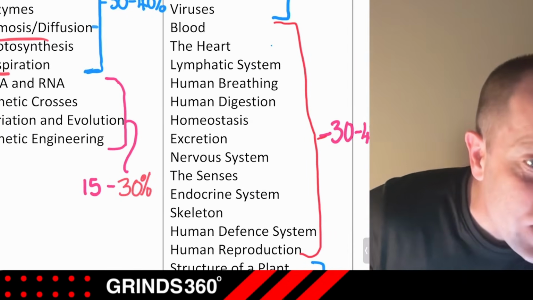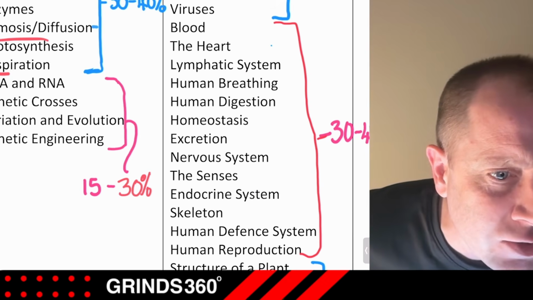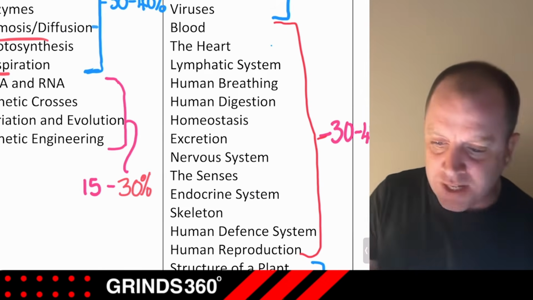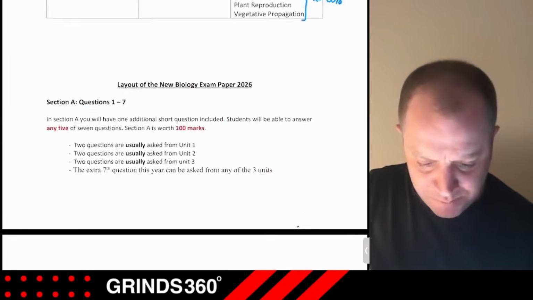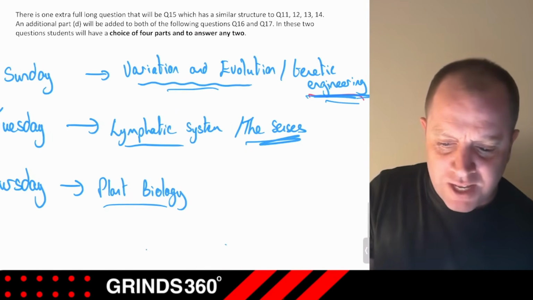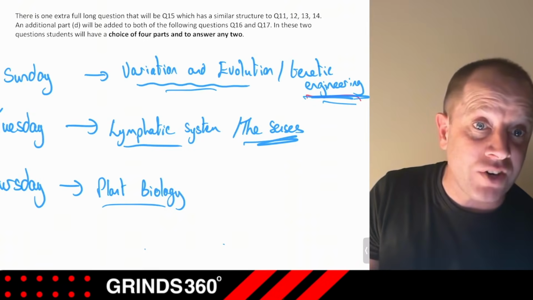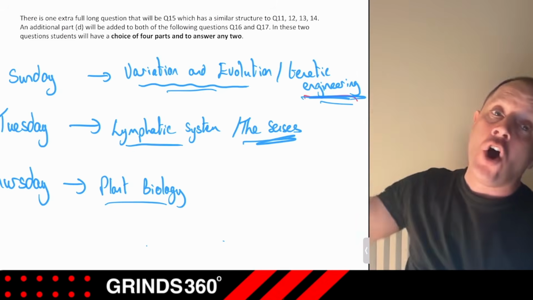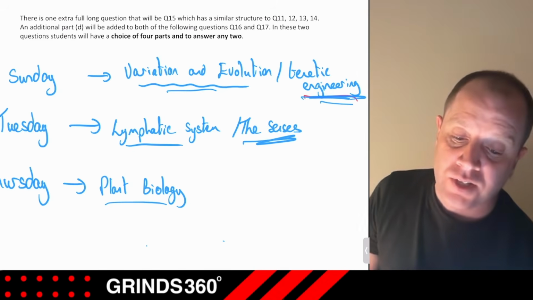All right, everybody, I really appreciate the thank yous, and I'm so glad you find it so useful. Which topics are we doing next week on Tuesday and Sunday? Sophia, you must have been a bit late coming in today. Maybe you weren't, but there you go. Look, there you are, Sophia. Sunday, variation and evolution and genetic engineering.